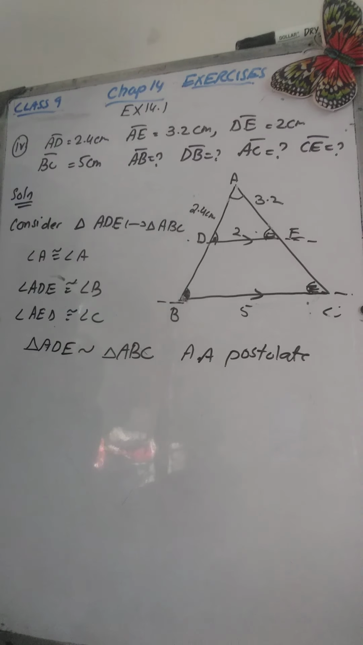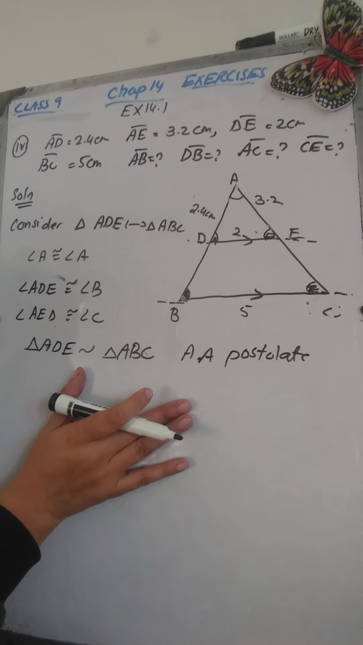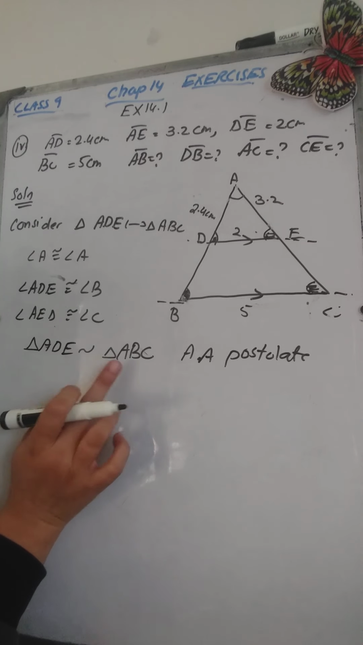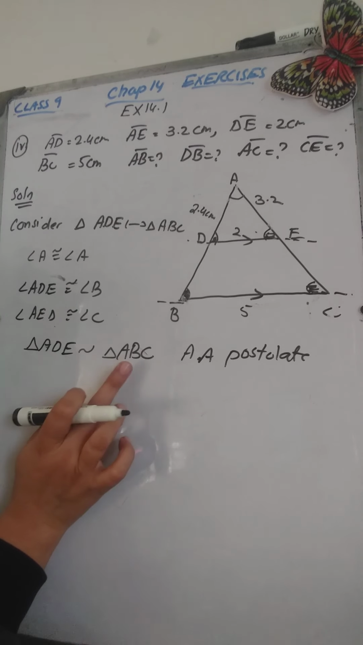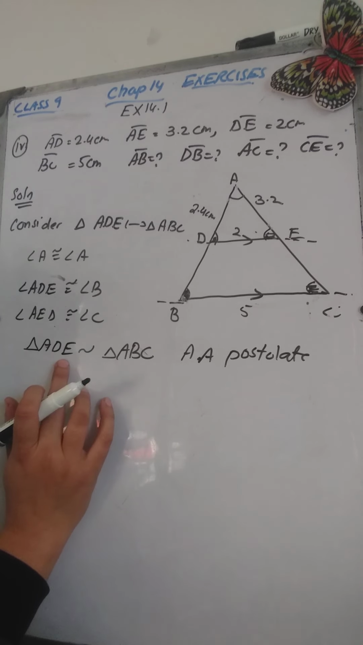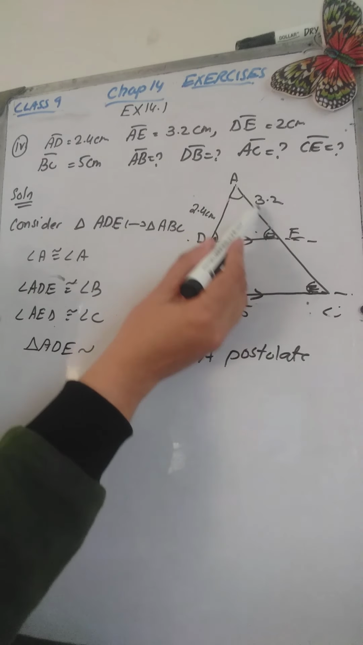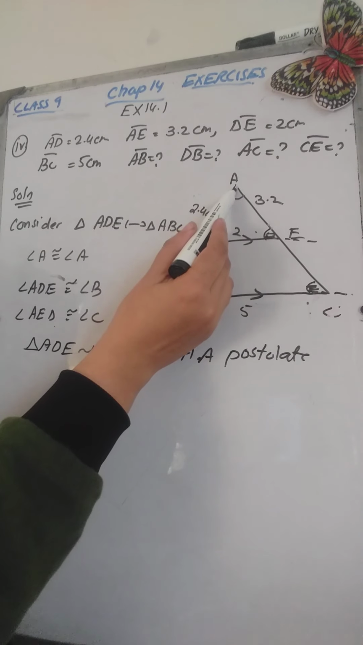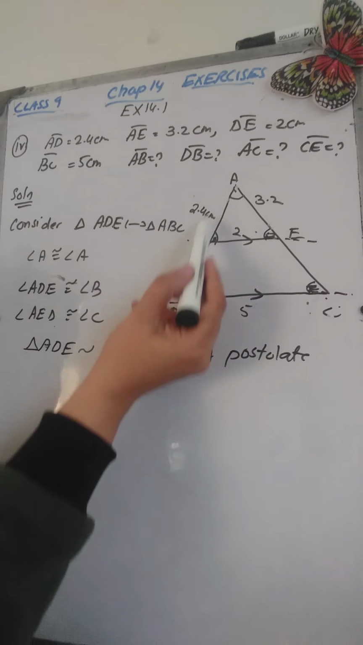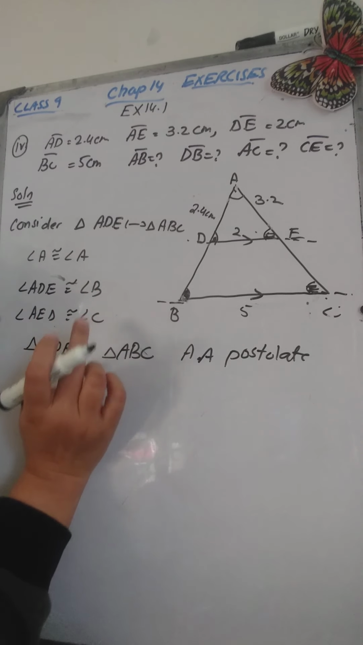Whenever two triangles or two shapes are similar, their measurements are always proportional. It means the measurements of their sides will be proportional. As this triangle is similar to this, the sides of this triangle will be proportional to the sides of this triangle. AD, DE, and AE are the three sides of the smaller triangle, and AB, BC, and AC are the three sides of triangle ABC. Both triangles are similar, so their sides are going to be proportional.